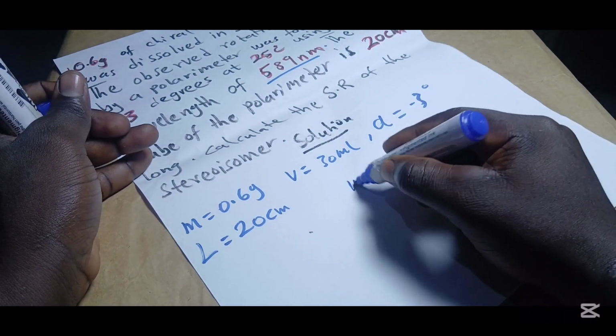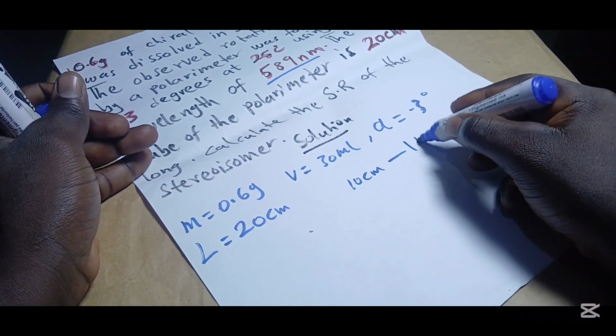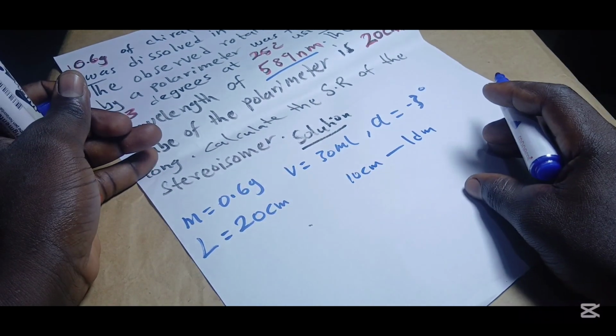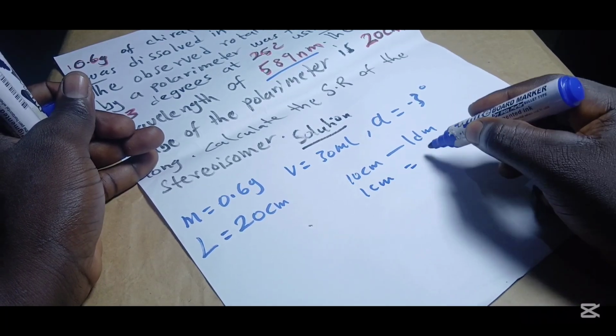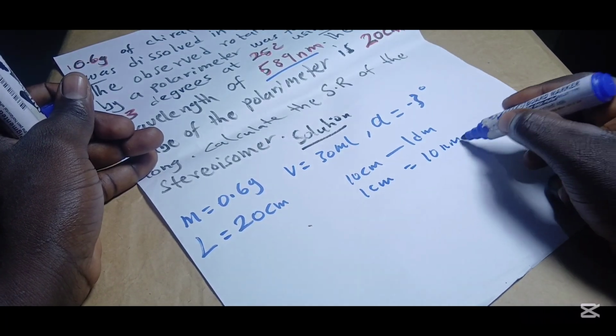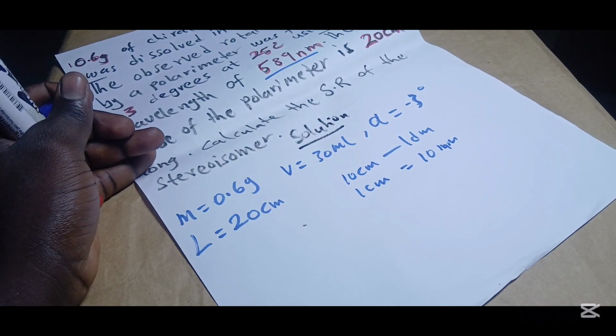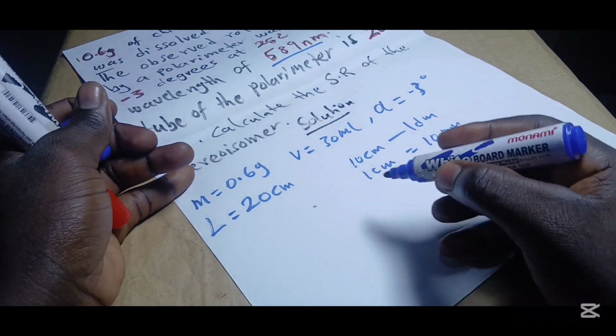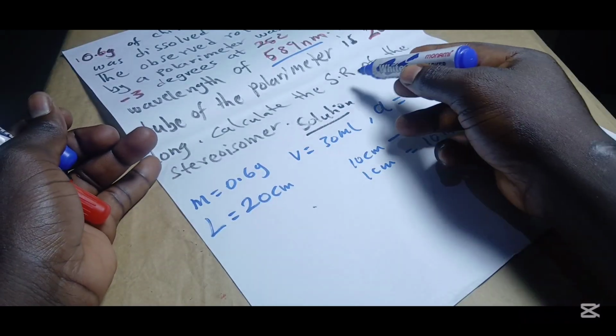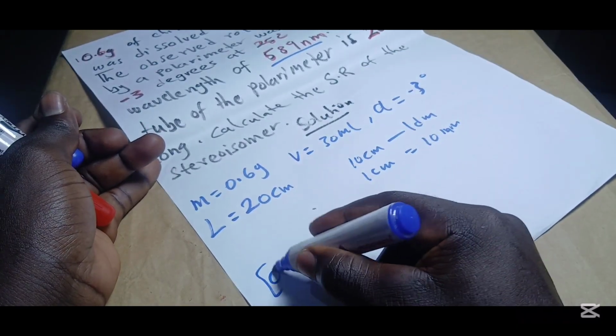So 10 centimeters equal 1 decimeter, and 1 centimeter equals 10 millimeters. We should know this convention. The formula for the calculation, we have to calculate the specific rotation.